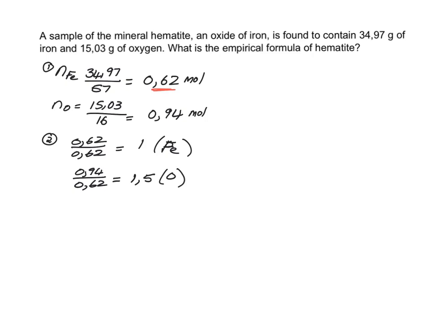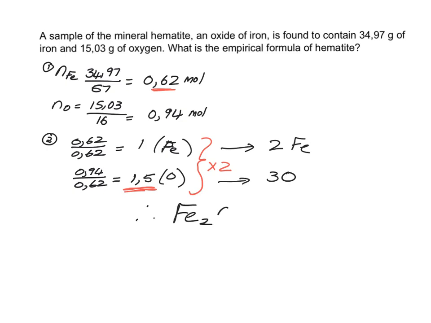Now, you know that we cannot have a decimal in any kind of formula. So if you get one like this where you are left with a decimal, you've got to then multiply out both until you get a whole number. So what we're going to do is we're going to multiply them both by 2. So then you're going to get 2 irons, and you're going to get 3 oxygens. Therefore, my empirical formula for hematite, which is an oxide of iron, is Fe2O3.